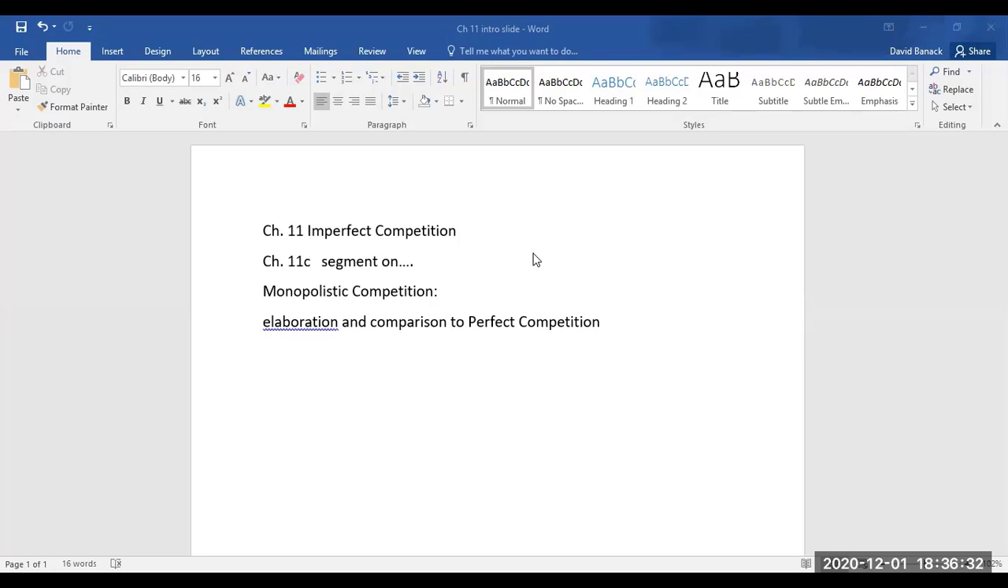Hi, everyone. Welcome to our third segment on imperfect competition. In this segment, we're just going to elaborate a bit on monopolistic competition, that industry structure, and then do a few comparisons to perfect competition regarding excess capacity, blocking entry, and then a general appraisal of monopolistic competition observations.